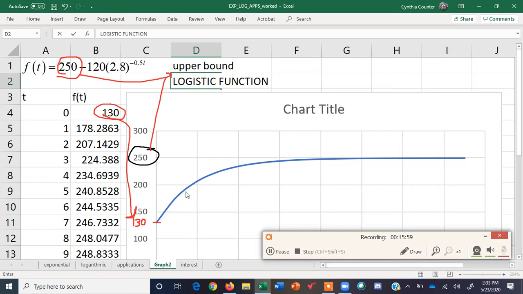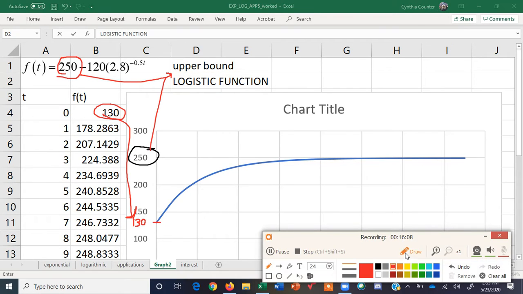Let's see if we can blow this up a little bit and see if there is a curvature change. We may or may not be able to see it. So let's first clear all this writing.